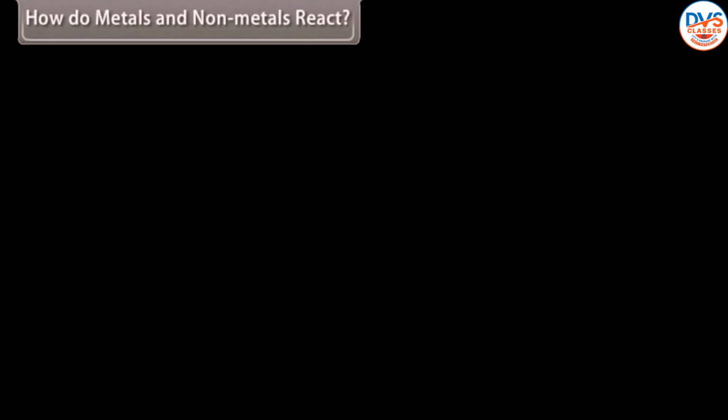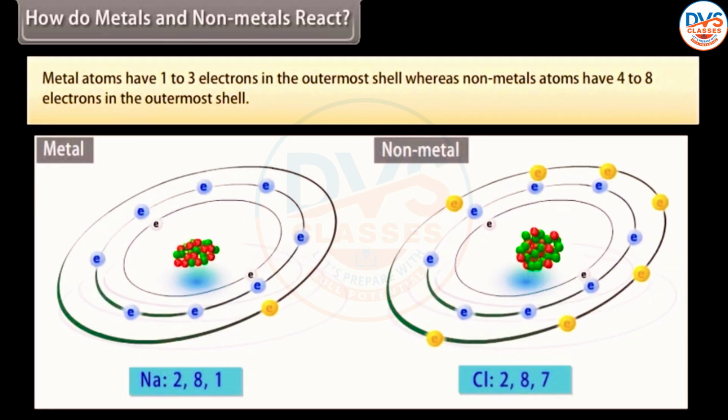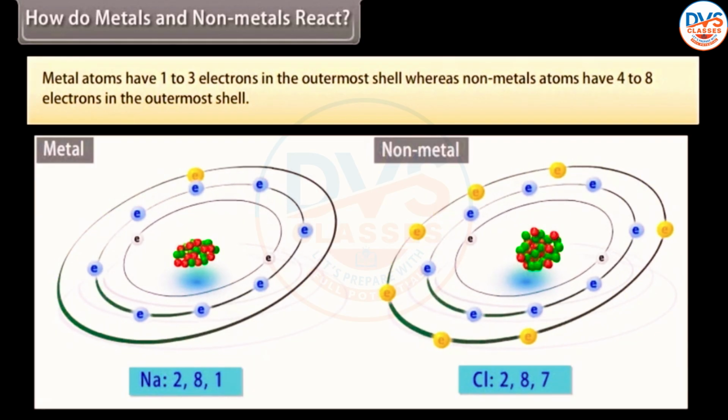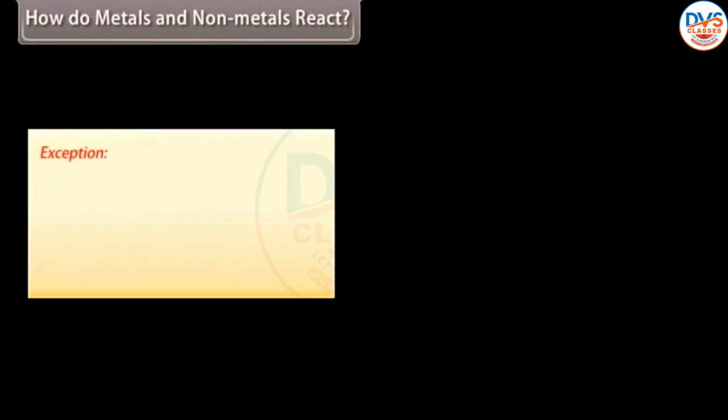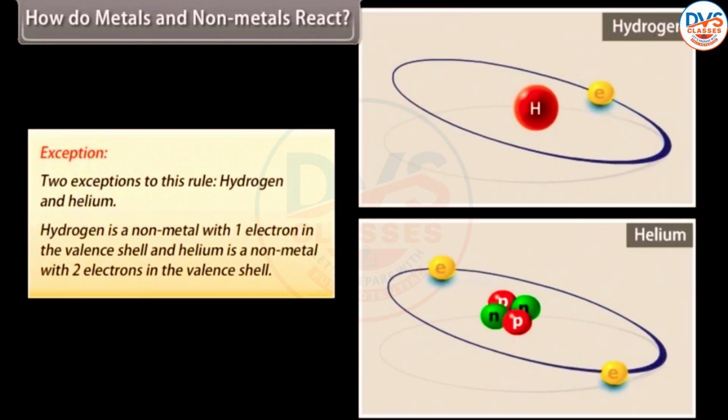How do metals and nonmetals react? Metal atoms have 1 to 3 electrons in the outermost shell, whereas nonmetal atoms have 4 to 8 electrons in the outermost shell. Exception. There are 2 exceptions to this rule: hydrogen and helium. Metals that donate electrons gain a positive charge equal to the number of electrons donated, and nonmetals gain electrons and a negative charge equal to the number of electrons accepted.